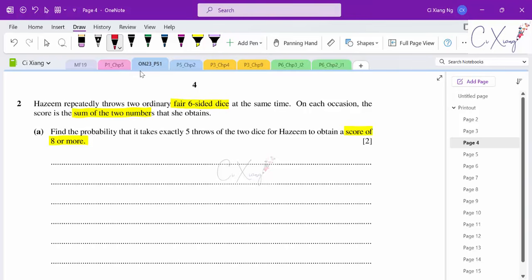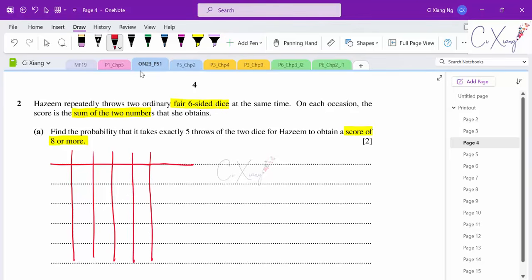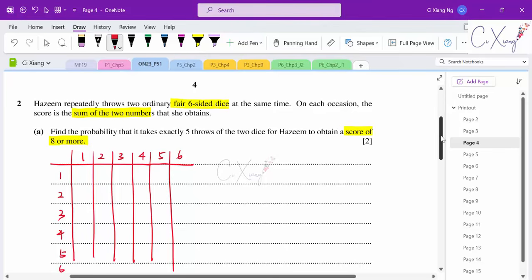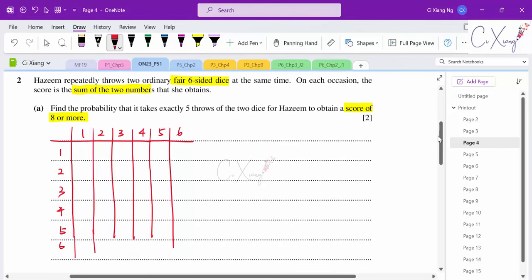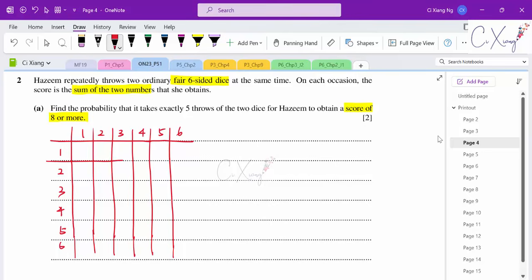For me, to make sure that I don't miss out any single value, I usually prefer to use a probability space diagram. That means I need to list out all the possible values for six-sided dice. So what I do is something like this. I'm having 1, 2, 3, 4, 5, 6. Let's say this is dice number 1. Then 1, 2, 3, 4, 5, 6. This is dice number 2. When I'm having two dice, I can draw this probability space diagram to show all the possible values.